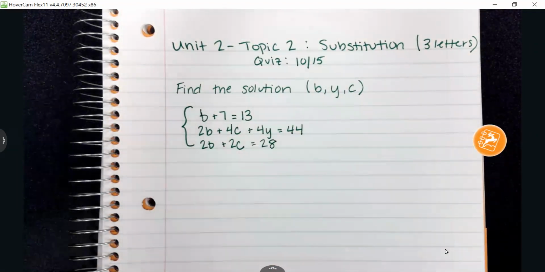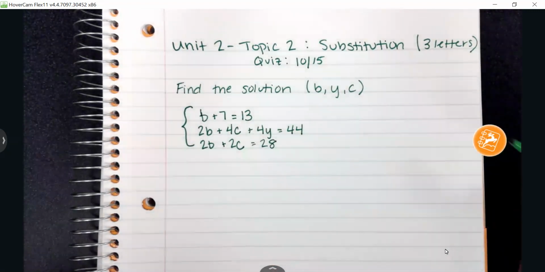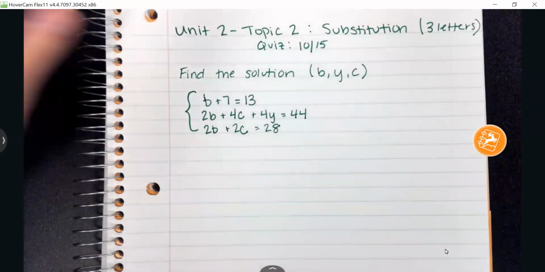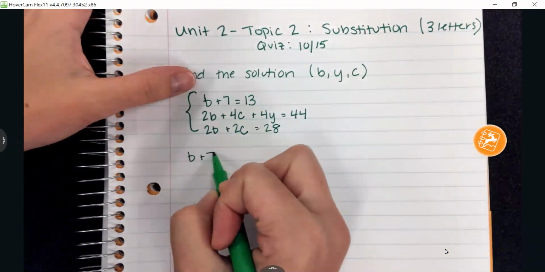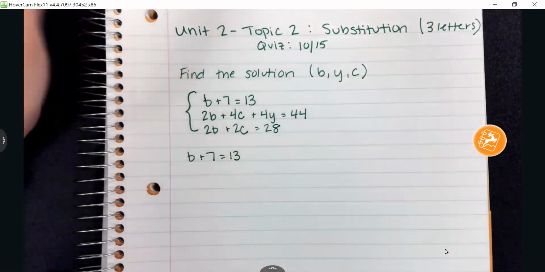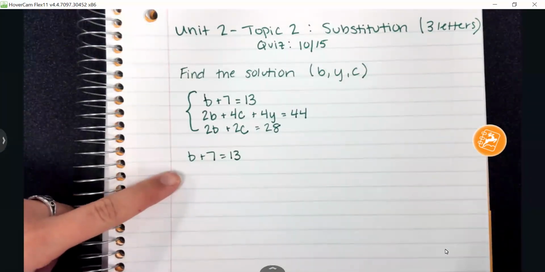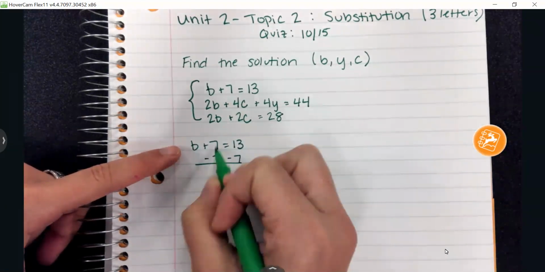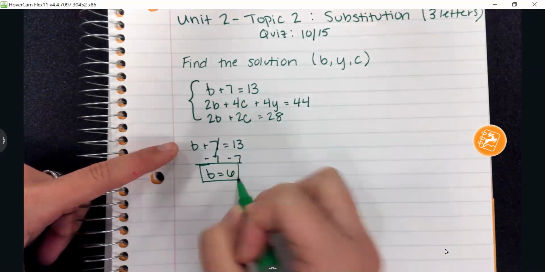So where was I on my list? Maya, which equation do you think we should start with? The first one. Why did you pick the first one? Because it's easier to get B by itself. It is the easiest equation to get a letter by itself. Very good. So I'm going to subtract 7 from both sides. So B equals 6.